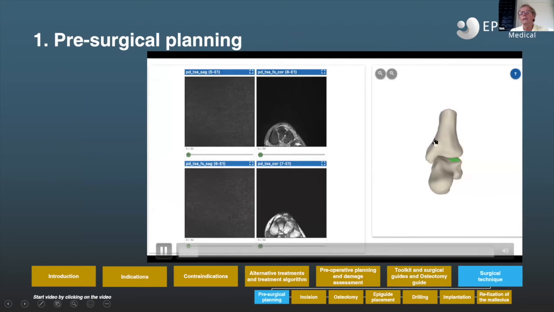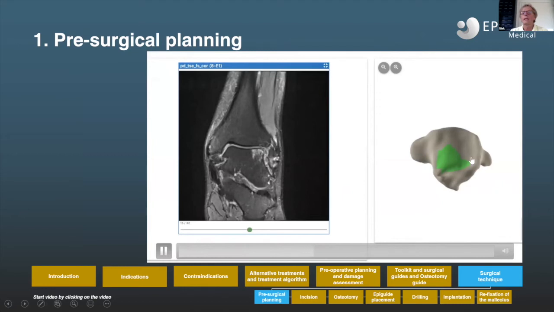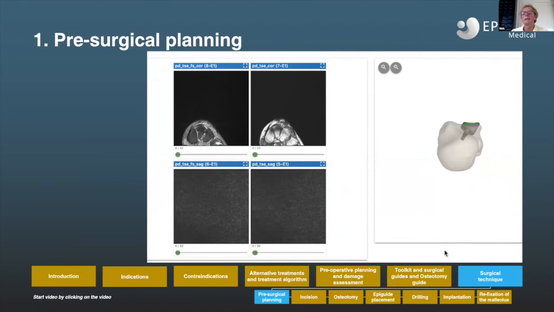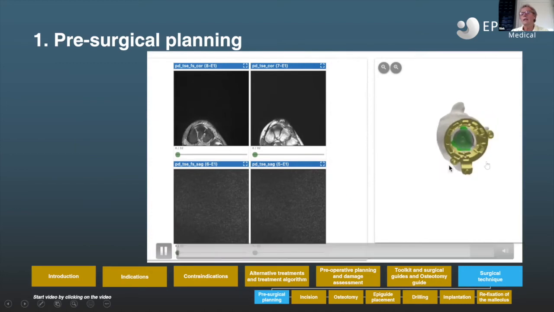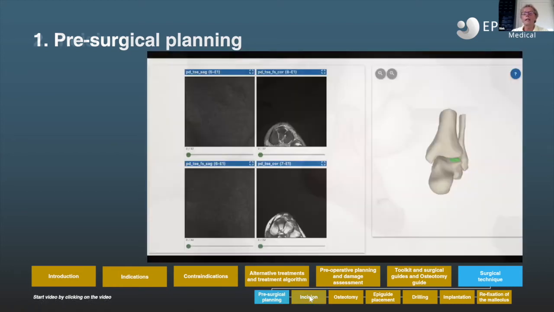This is the damage assessment. So the MRI or CT is made. Here you see the CT scan, CT scan and or MRI, you can go through it, and here you see the defect. The defect is marked onto the surface, and then based on this defect, the best sized Episealer is constructed like this, and basically that is how it is done, and based on that, the osteotomy guide is created.